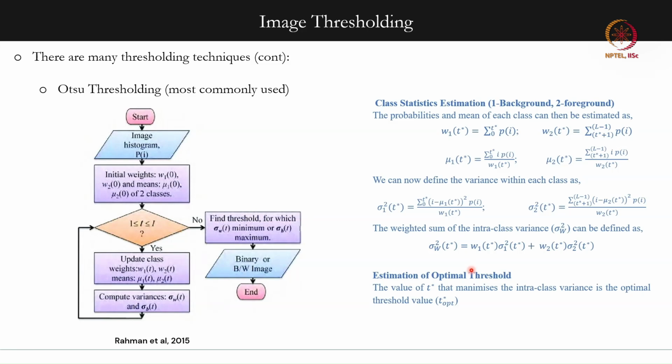Mathematically, it is possible to show that minimizing the intra-class variance maximizes the variance between the two classes, the background and the foreground. So basically, in an iterative manner, the Otsu thresholding algorithm chooses an optimum threshold value where the variance between the background and the foreground is maximized, and the variance within each category, the background and the foreground, is minimized.